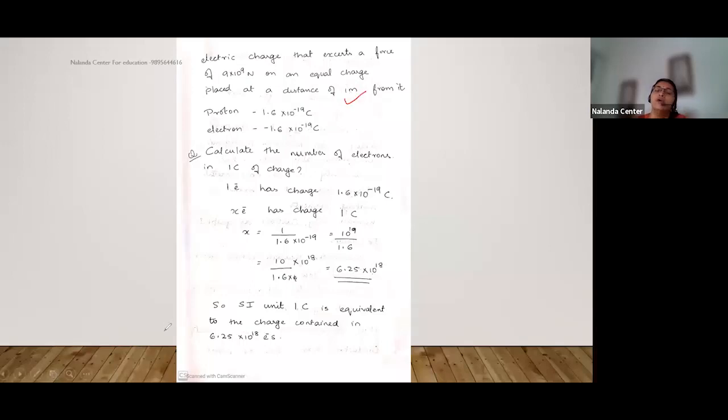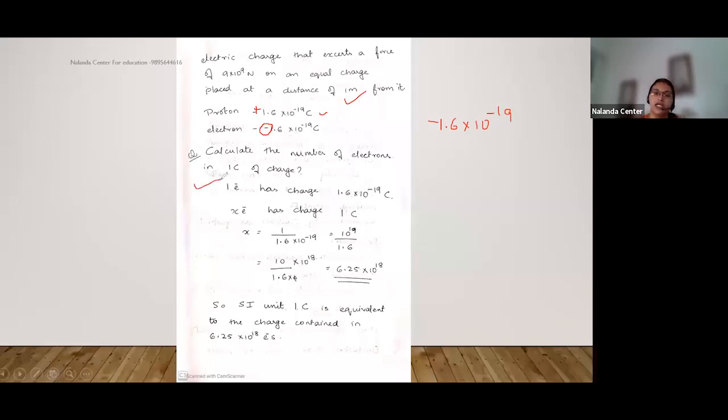Generally the proton charge is taken, by convention, as plus 1.6 into 10 raised to minus 19 coulombs. The electron charge is taken as negative, but it is equal in magnitude: minus 1.6 into 10 raised to minus 19 coulombs. This is also an important question.